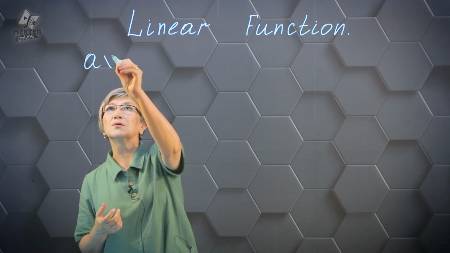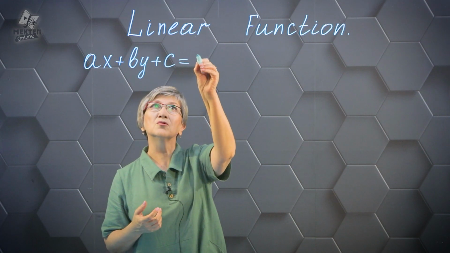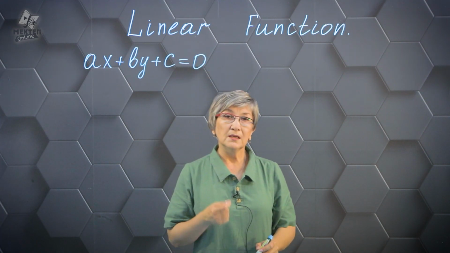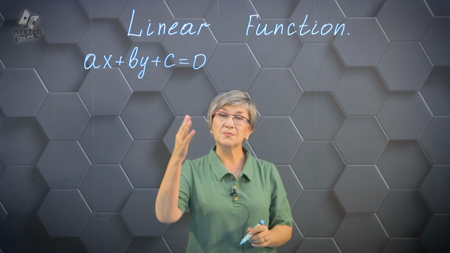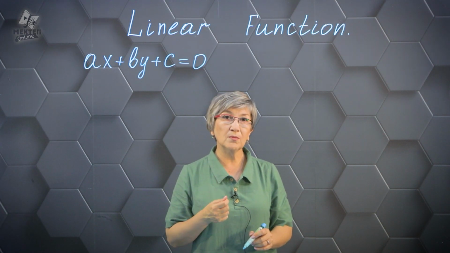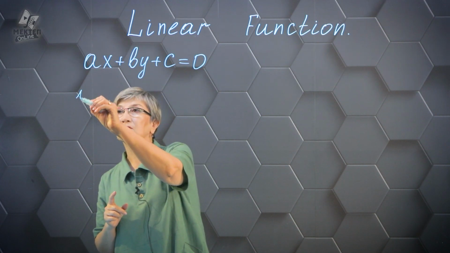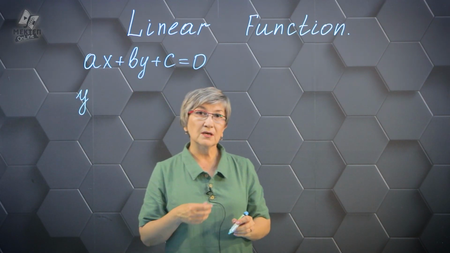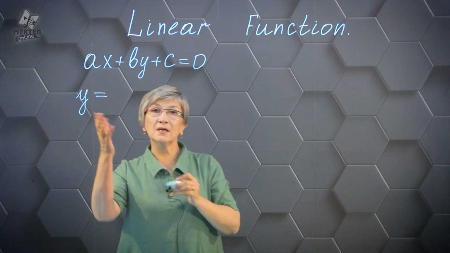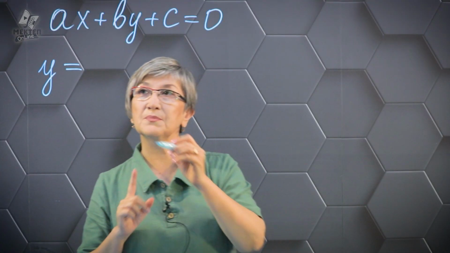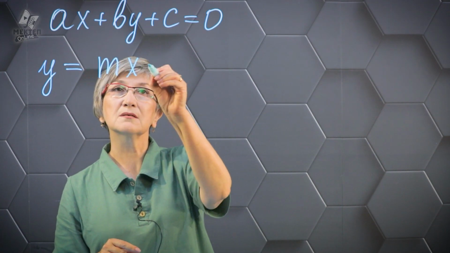ax plus by plus c equals 0. Yet, to create the graph of a linear function, we need to represent this function in another way. We will write this equation. To create the graph of a linear function, we must understand that the linear function can also be represented differently. y equals mx plus b.